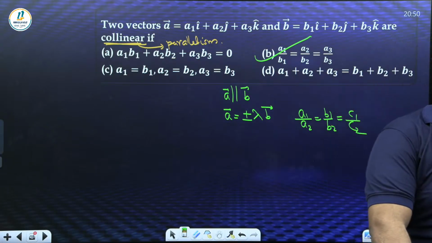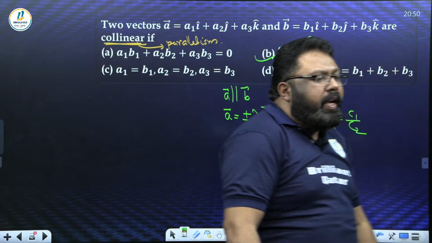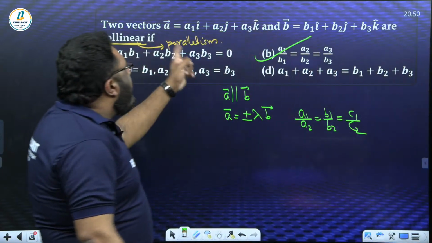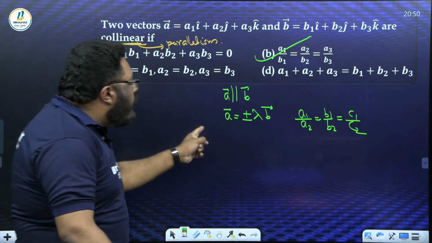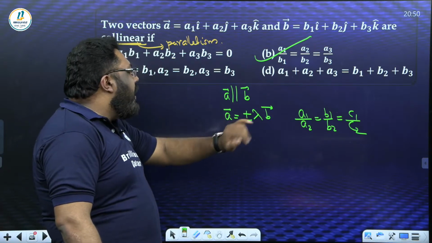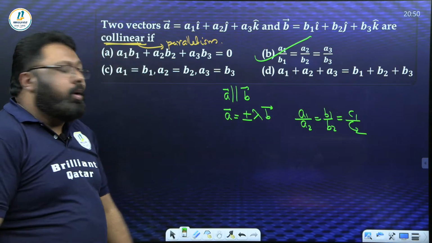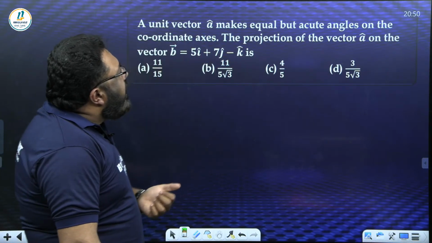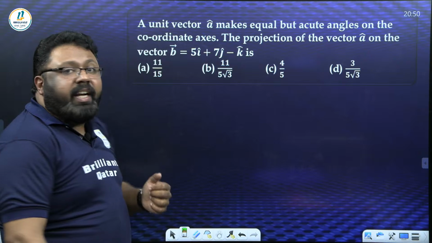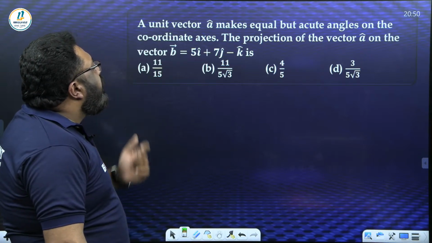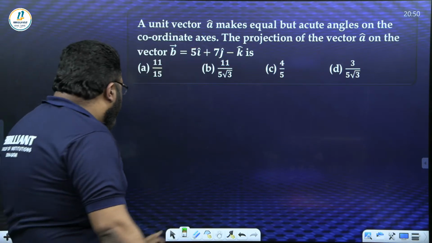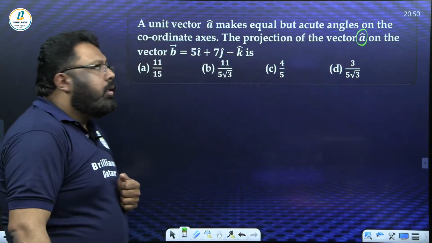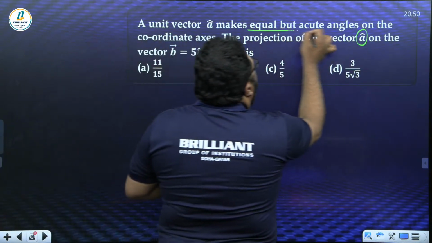Yes, Magashri, right answer. Sanjay, right answer. Very good, my dears. Keep it up, all of you. So remember, my dears, the condition for parallelism: two major conditions, plus or minus lambda b, and a1 by a2 equal to b1 by b2 equal to c1 by c2. Moving on, a unit vector A makes equal but acute angles on the coordinate axis. The projection of the vector A on vector B. My dears, please be careful. This time it is a unit vector, which makes equal but acute angles.